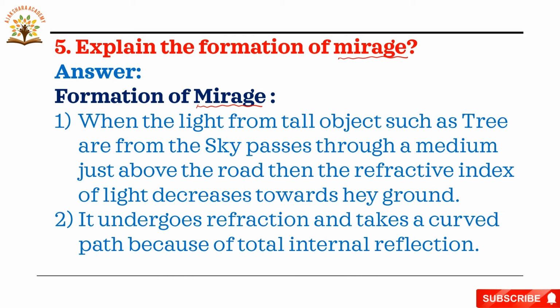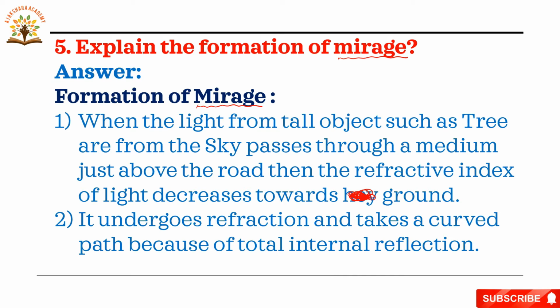Formation of mirage. When the light from tall objects such as a tree or from the sky passes through a medium just above the road, the refractive index of light decreases towards the ground. So it undergoes refraction and takes a curved path because of total internal reflection.